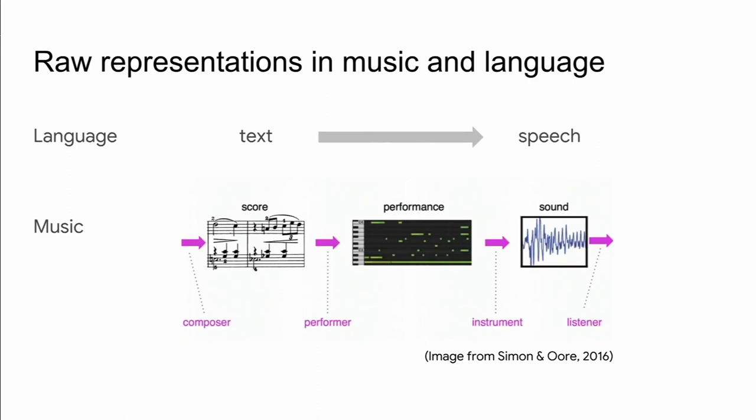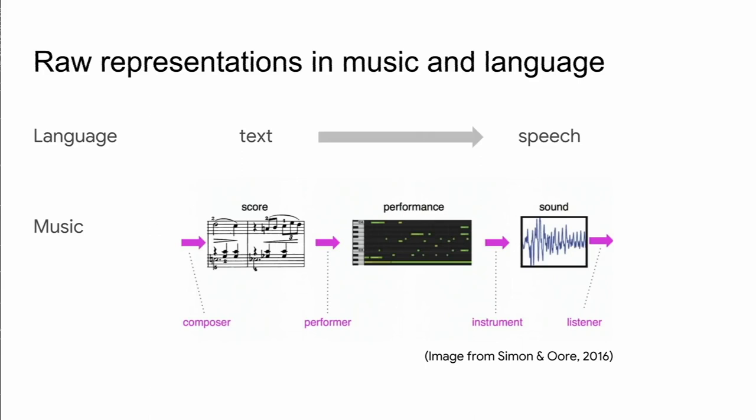First, I want to clarify what is the raw representation that we're working with right now. Analogous to language, there's text and somebody is reading out the text, adding their own intonations to it, and then you have sound waves coming out, that's speech. For music, there's a very similar line of generation where the composer has an idea, writes down the score, and then a performer performs it, and then you get sound.